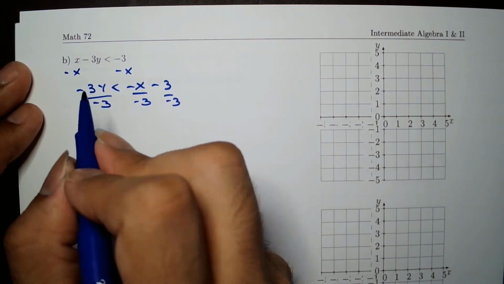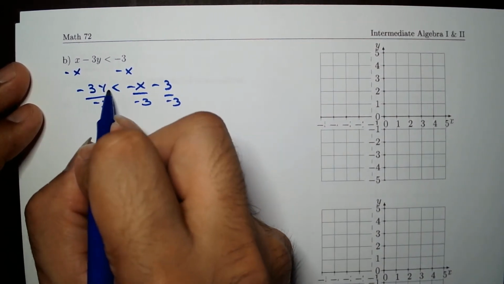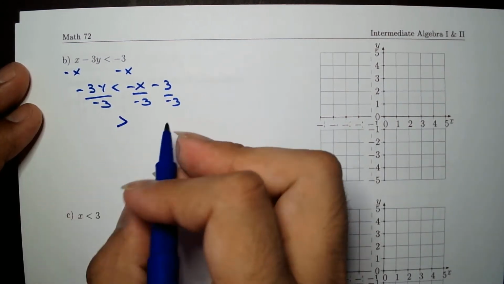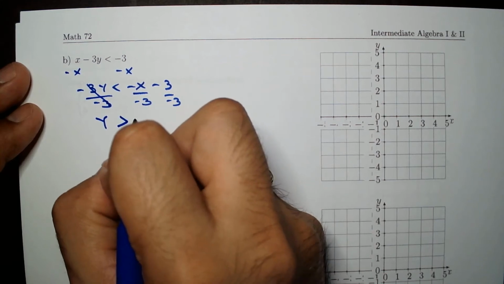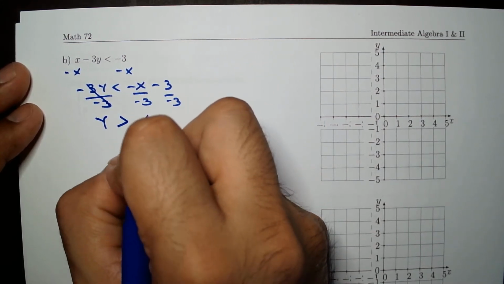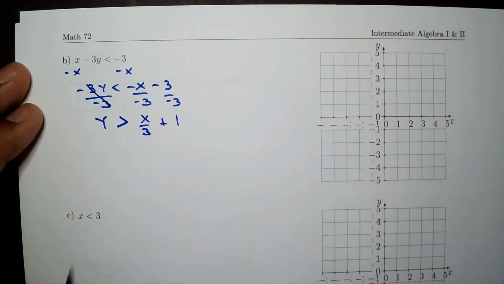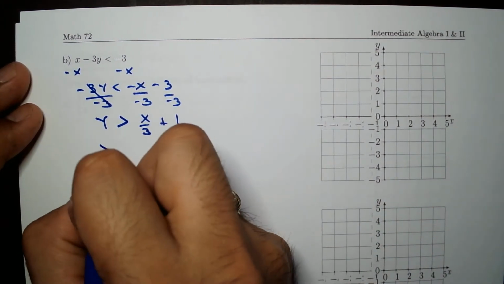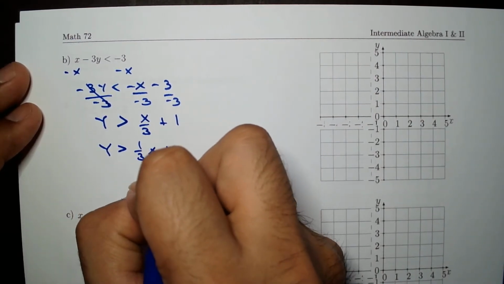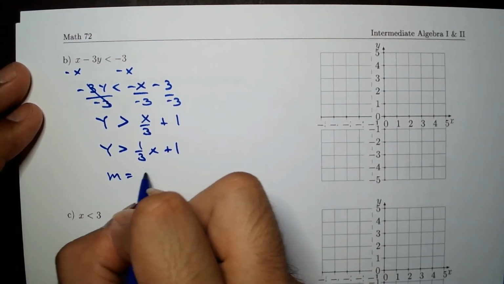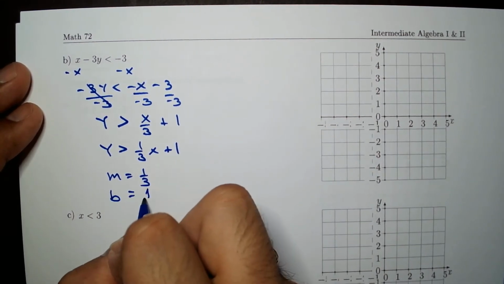But keep in mind that when we divide both sides of an inequality by a negative number, the inequality symbol reverses. So y less than or equal to x over 3, negative over negative, that's positive 1. And you might want to rewrite this so it's easier to read. That's 1/3 x plus 1. So m equals 1/3, and the y-intercept is 1.